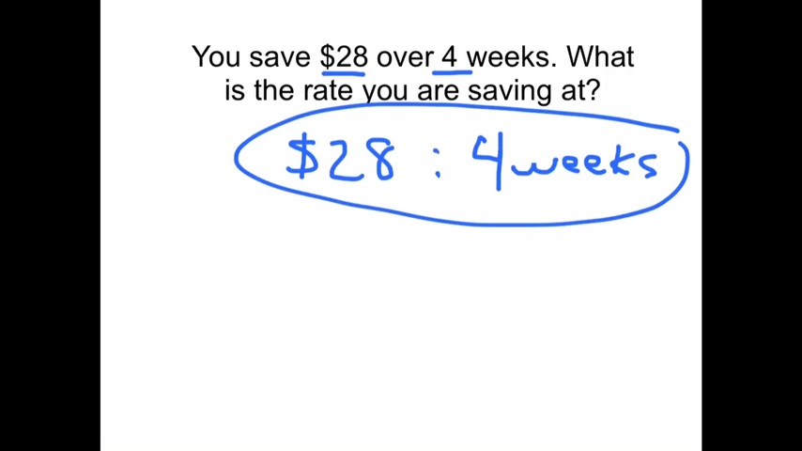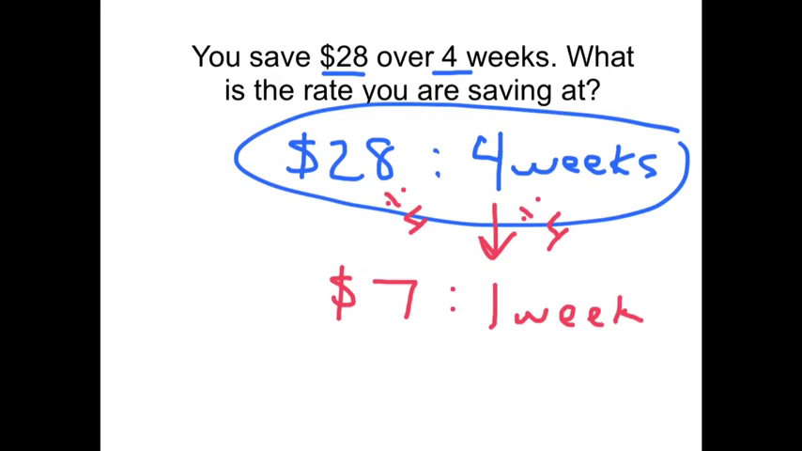If we wanted to get really fancy, we could change it to a unit rate, change this 4 into a 1, so that we figure out how much money we're making or saving in 1 week. So how do we change 4 into 1? We divide by 4. 28 divided by 4 is $7. So we're making $7 each week.